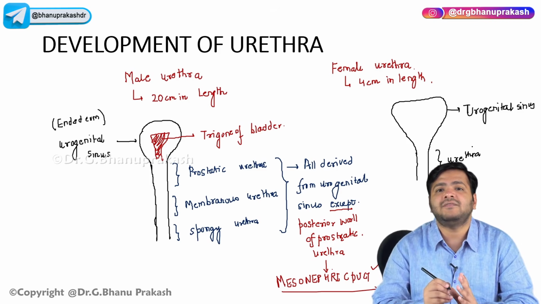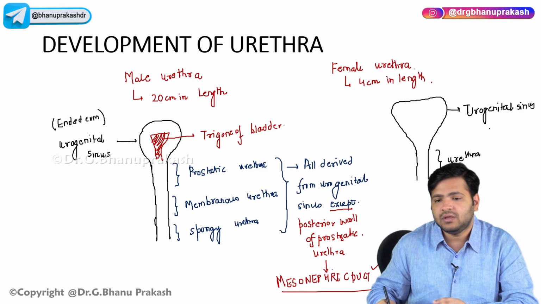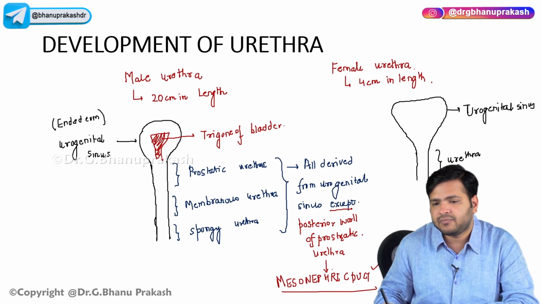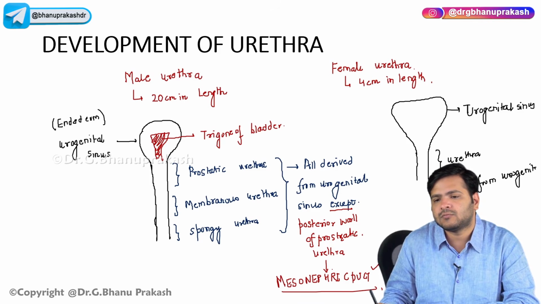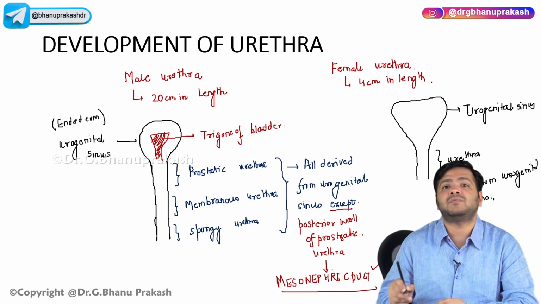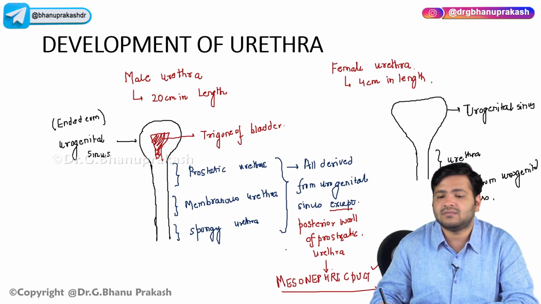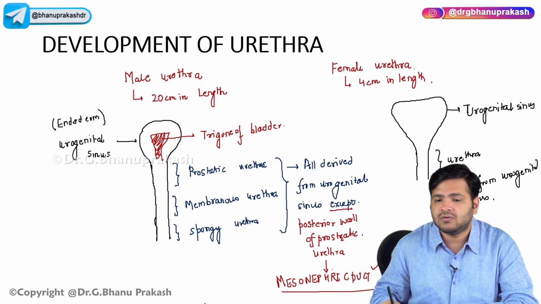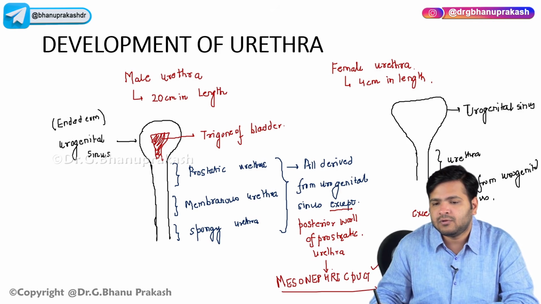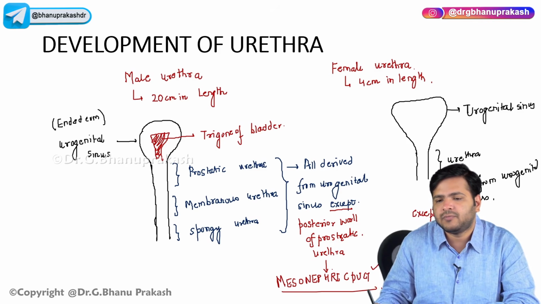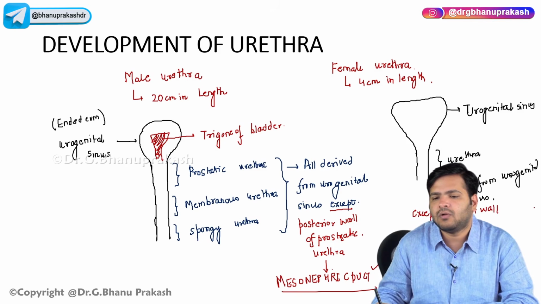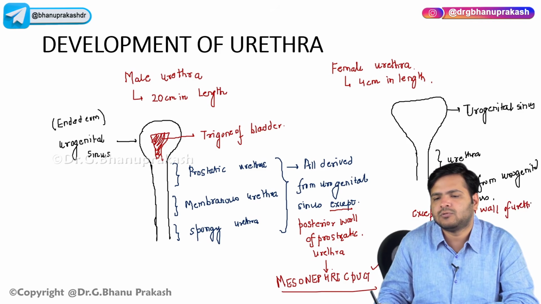Remember, this entire female urethra is derived from the endodermal urogenital sinus, except the posterior wall of the urethra. Over here also, the posterior wall of the urethra is derived from the mesonephric duct.